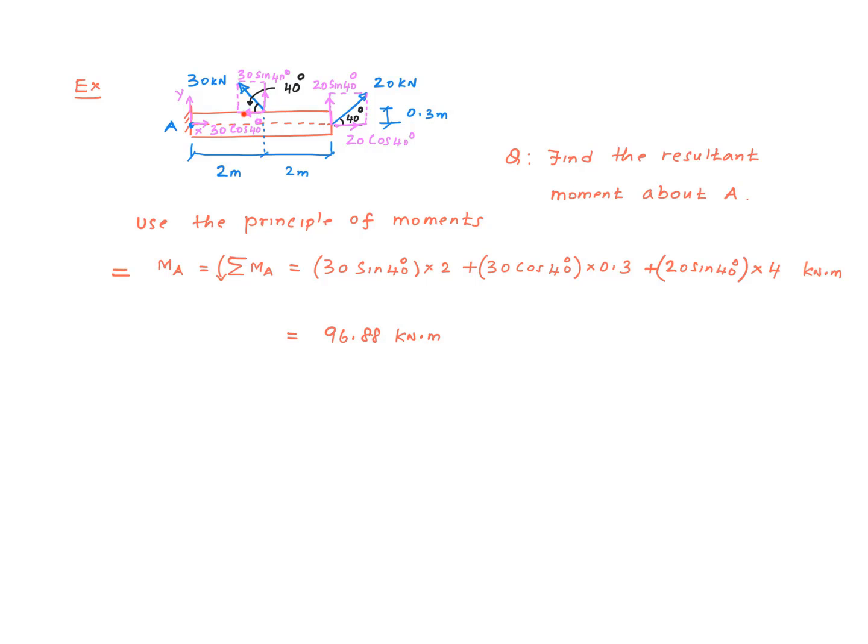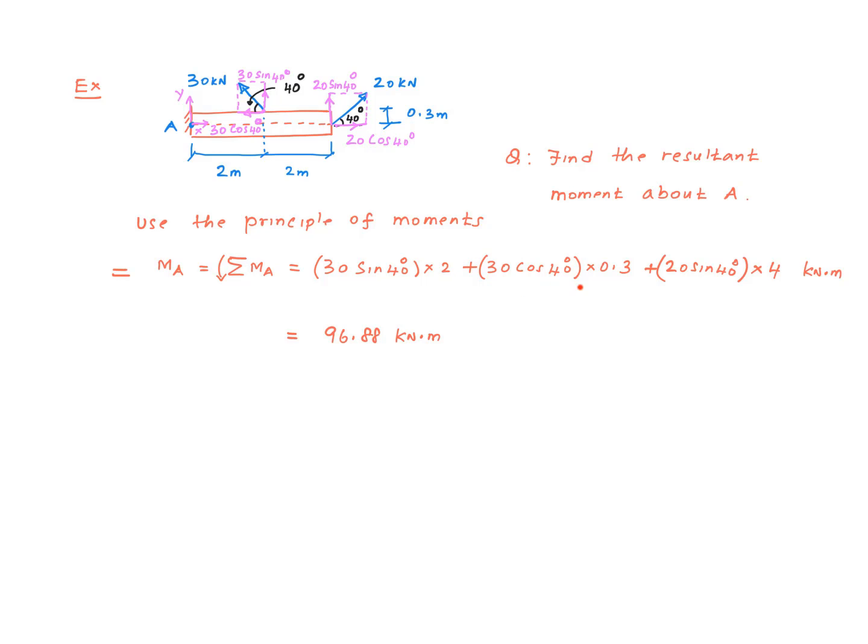And this 30 cosine 40, right? So in this particular case, half the thickness of the beam is 0.3 meters and it's given. So this line of action is no longer passing through point A. Point A happens to be the center of the beam, right? So there is a moment arm, which is 0.3 meters, and the moment of that force is therefore 30 cosine 40 multiplied by 0.3, and it's also going to give me a counterclockwise moment. So I have a positive sign in front of that.